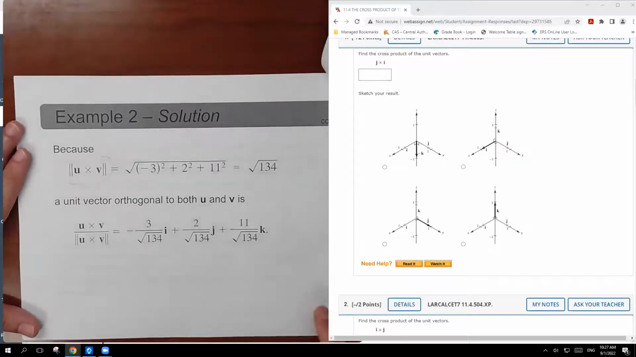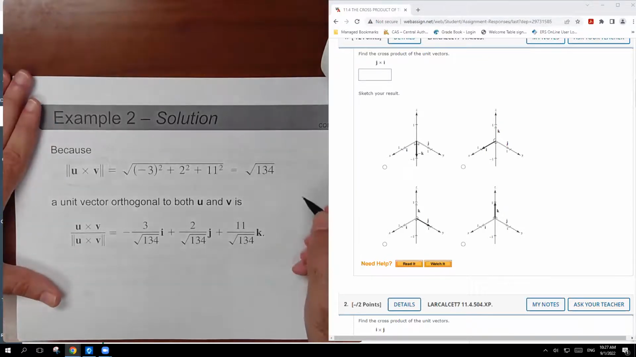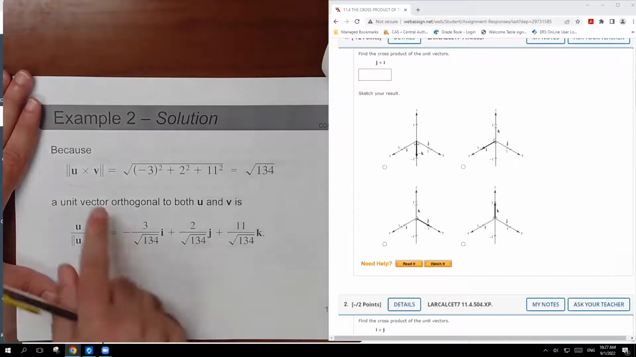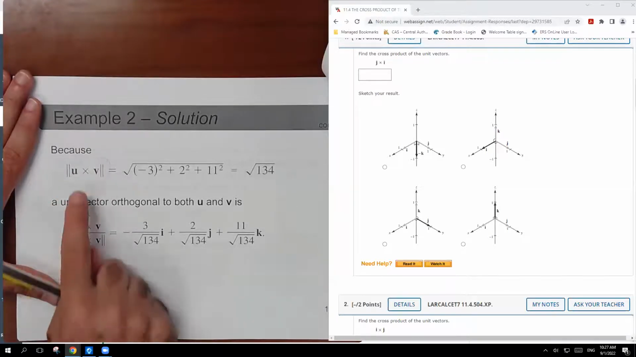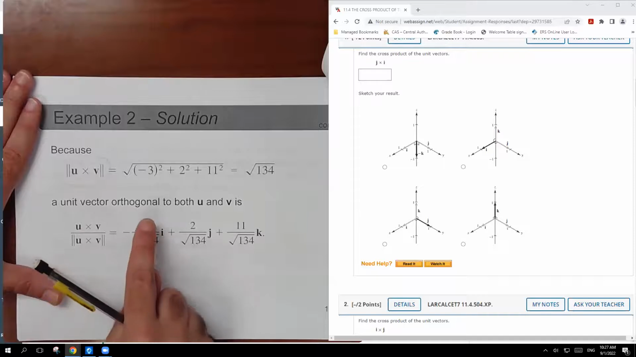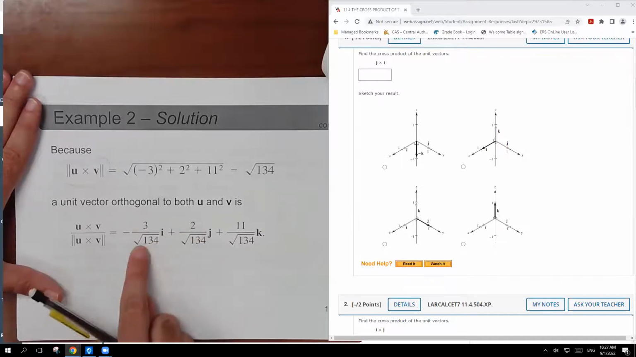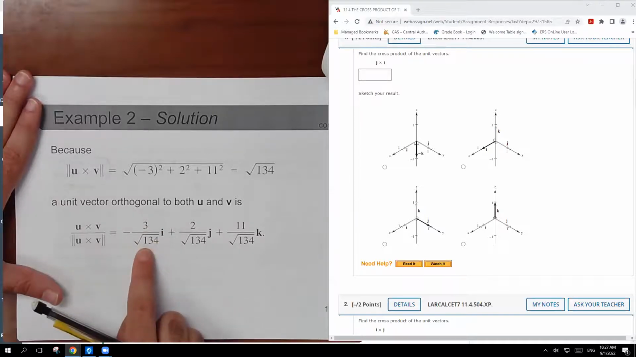A unit vector is the same thing. Remember when they ask you to normalize or find a unit vector, that means the length of this vector is going to be 1. So how are we going to find the unit vector for the cross product? Here's the cross product, and here's the length. We're going to divide each component of the cross product by the length.